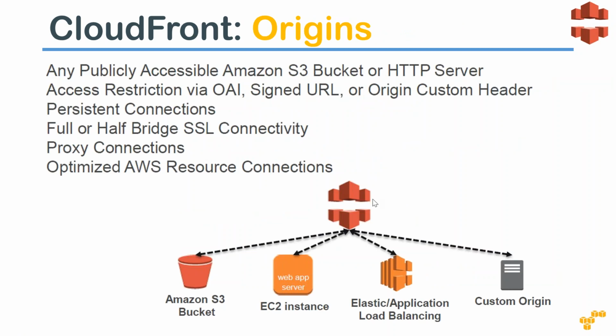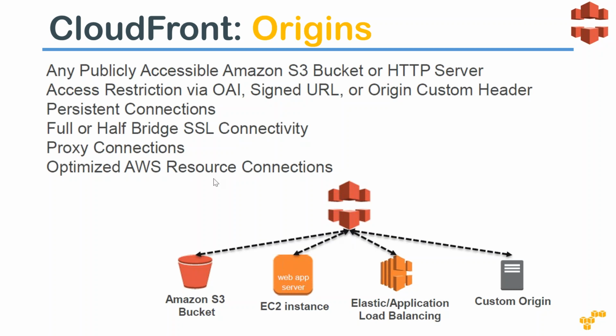Origins, as I said, let us say this is your CloudFront distribution. You can pick up the source files from either an S3 bucket or an EC2 instance or from an Elastic Load Balancing application, or you can configure a custom origin. It can be your on-premise data center, or it can be a third-party content distribution network or anything. So in other words, CloudFront can pick up from multiple origins and distribute it all across the globe.